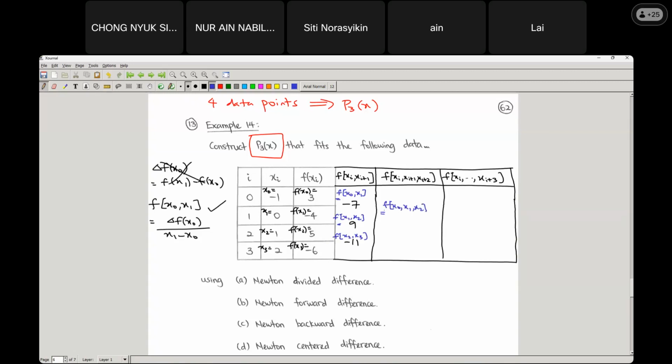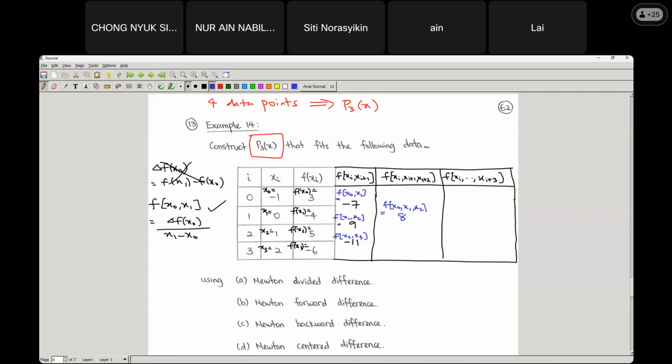So this is equal to, I'm going to take 9 minus -7 divided by x2 minus x0. Okay, so I get 8. So I have 9 minus -7, that is 16, divided by 1 minus -1, that is 2. So 16 divided by 2, I have 8.